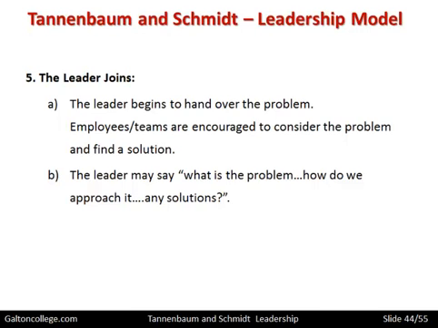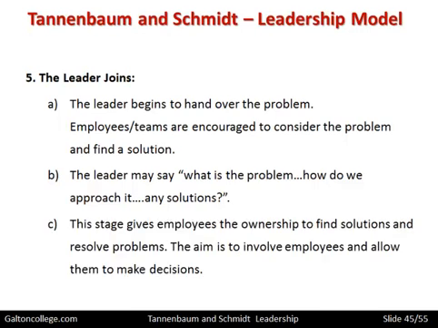So it was much more autocratic. In this case, the leader is saying, what is the problem? How do we approach it? Do we have a solution? Anyone any suggestions? This stage gives employees the ownership to find solutions and resolve problems. The aim is to involve employees and allow them to make decisions. So management has handed over part of the management process to the employees. The employees look for problems and solve the problems.